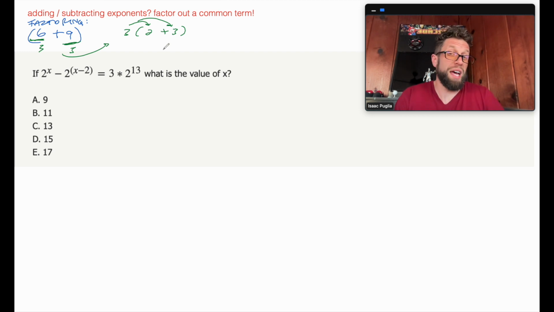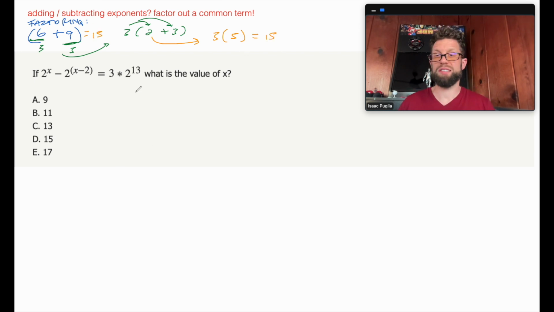So why would we do that on an exponents question? Well, the cool thing about factoring is that you can take something that used to be addition and you can transmute it into something that is now multiplication. Probably not news to you that 2 plus 3 equals 5, but you'll notice that 6 plus 9 equals 15 and 3 times 5 equals 15.